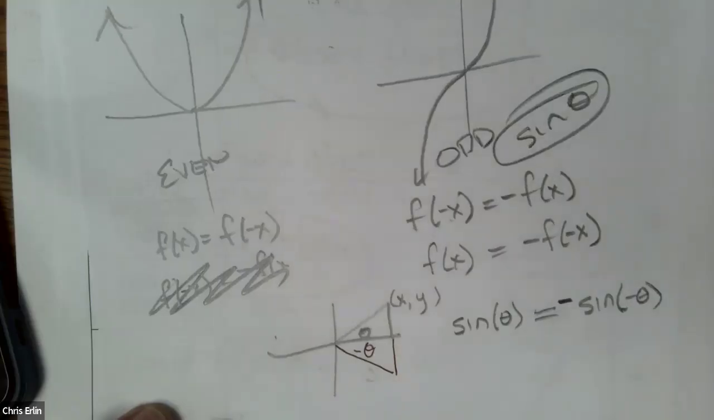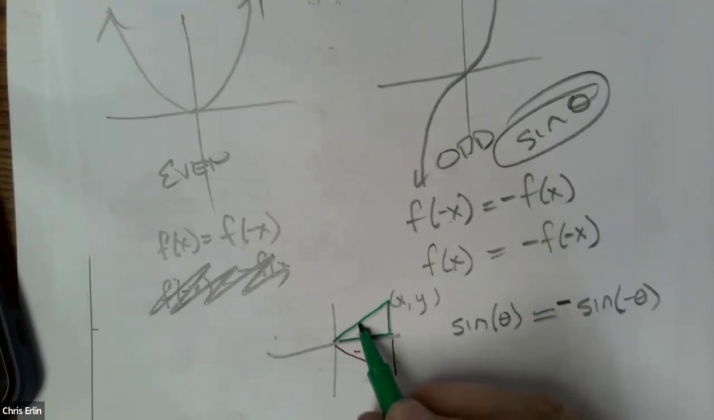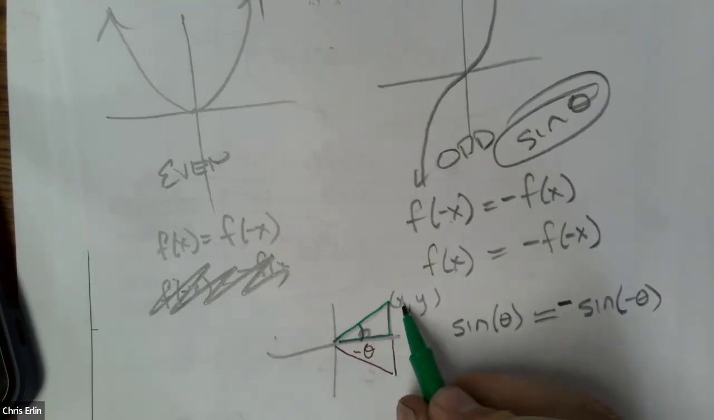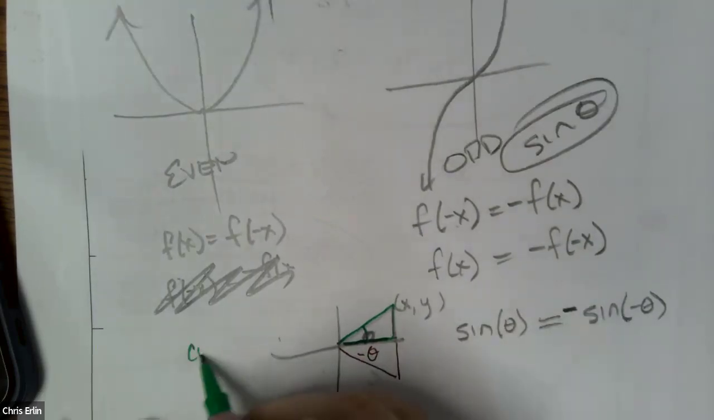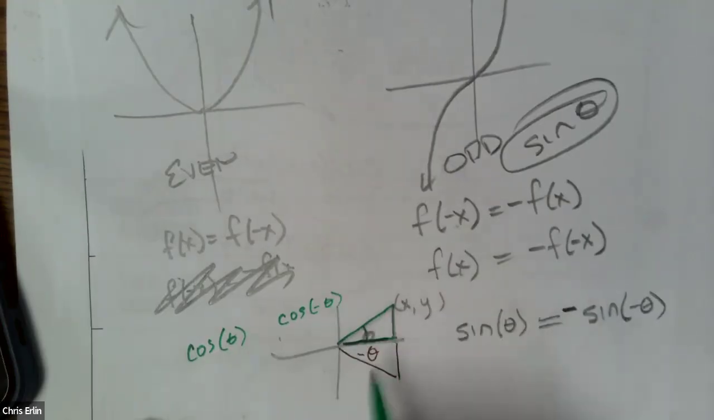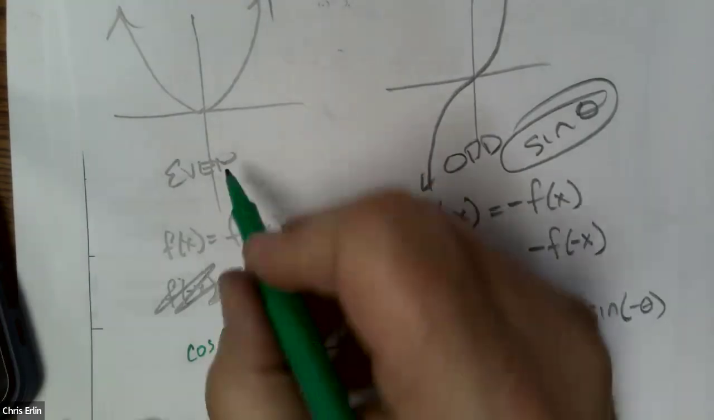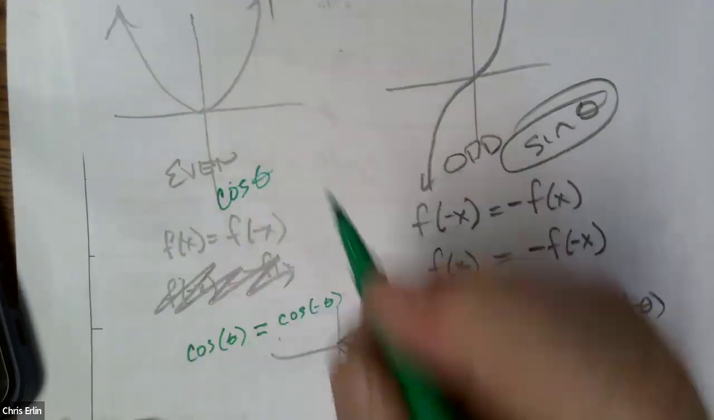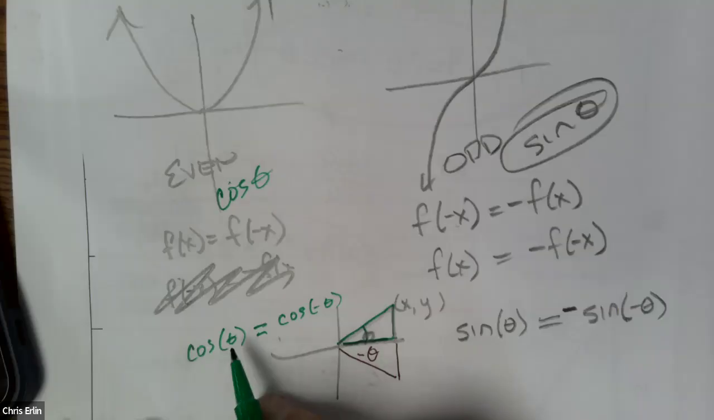On the other hand, cosine, if I take a look at this angle, theta, and I find the cosine, which is x, right? It's this piece. Cosine of theta, and I compare it to cosine of negative theta. What if I look at this angle and also find the x? They're the same, aren't they? In other words, cosine is an even function. So that cosine of negative theta, the negative just goes away. It's the same as cosine of theta.